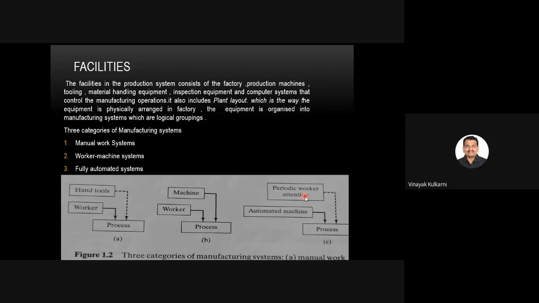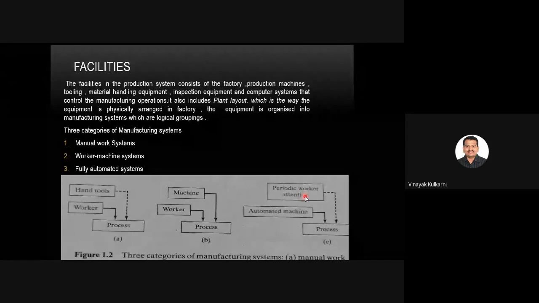The example of this type of operation is found in many injection molding parts where the molding machines run on automatic cycles, but periodically the molded parts at the machine must be collected by the worker, because lots of parts fall into the crates, and if it is filled up you have to take it out, otherwise it will come in the way of the machine.